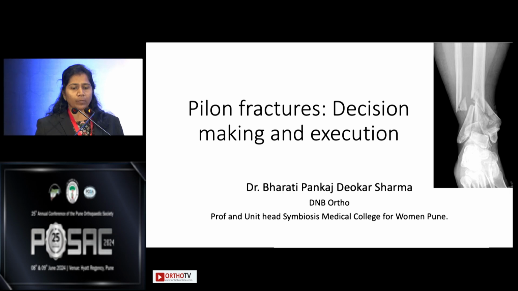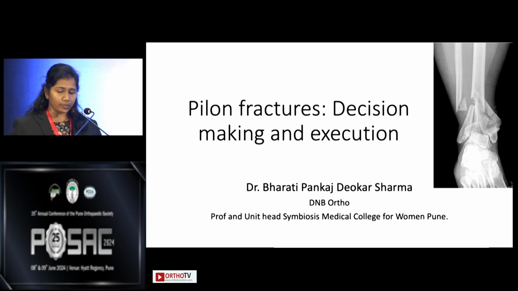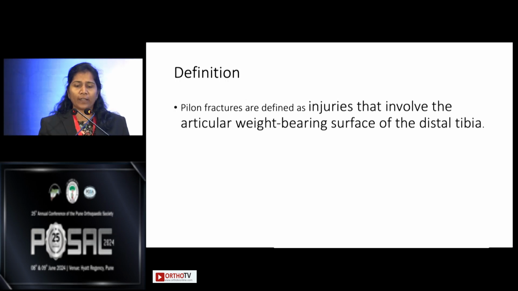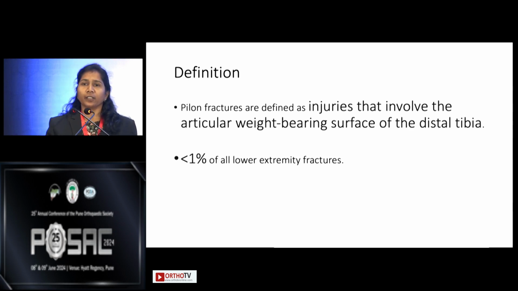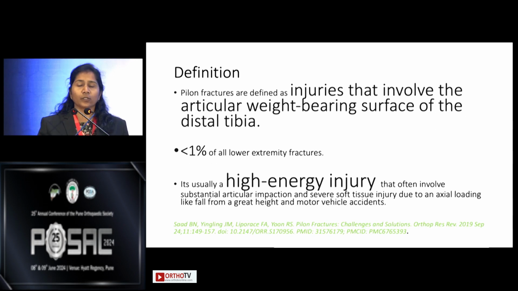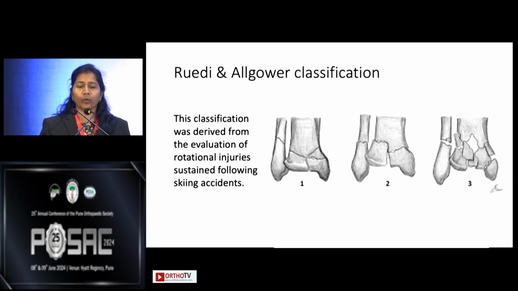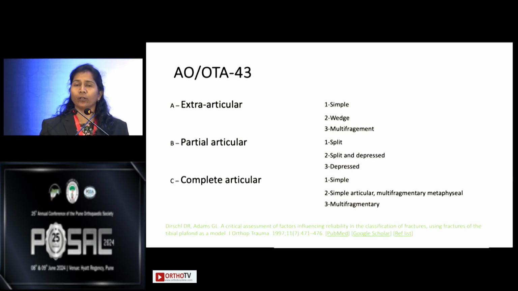So this is about Pilon fractures, decision making and execution. Pilon is defined as injuries that involve the articular weight-bearing surface of the distal tibia. We all understand it. It comprises less than 1% of all the lower extremity fractures, and it is usually a high energy injury. Rüedi and Allgöwer has classified it. OTA also has a classification. The difference is OTA has included the extra-articular component as well.